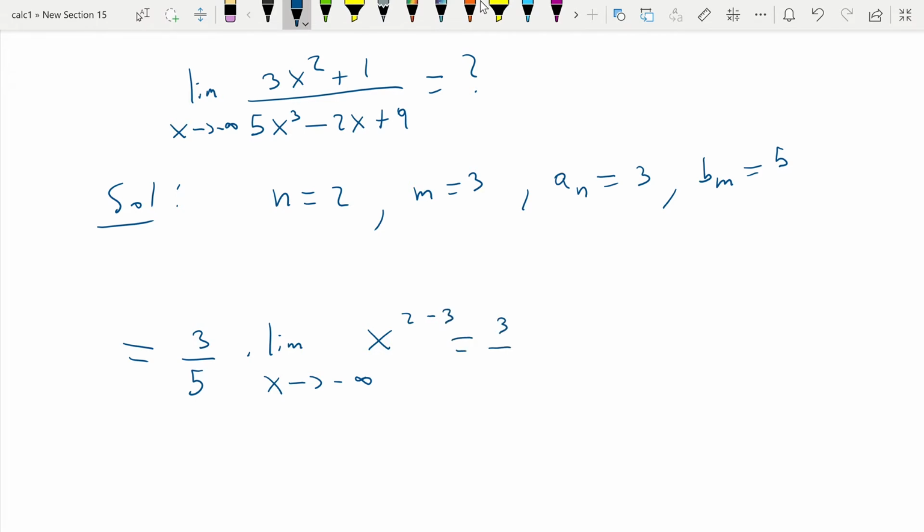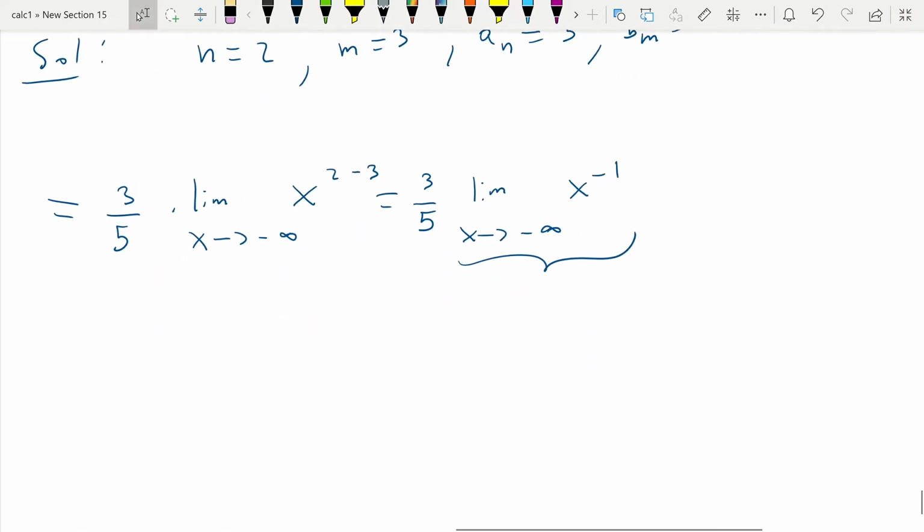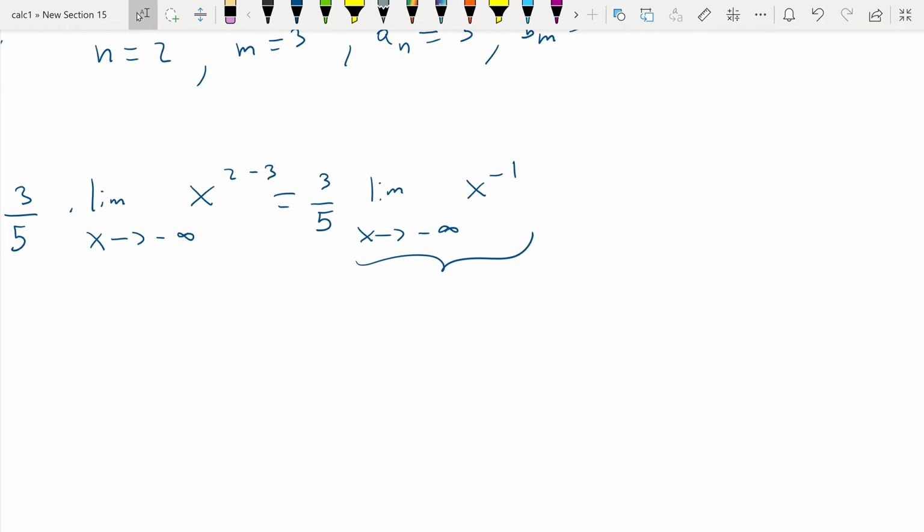This is equal to 3 over 5 times the limit as x approaches minus infinity of x to the minus 1. And if we look at the theorem for powers, the limits of powers at infinity, this is equal to 0. This is natural because we're computing the limit of 1 over something very negative but very large, so you're coming closer and closer to 0. So we get 3 over 5 times 0, which is 0.